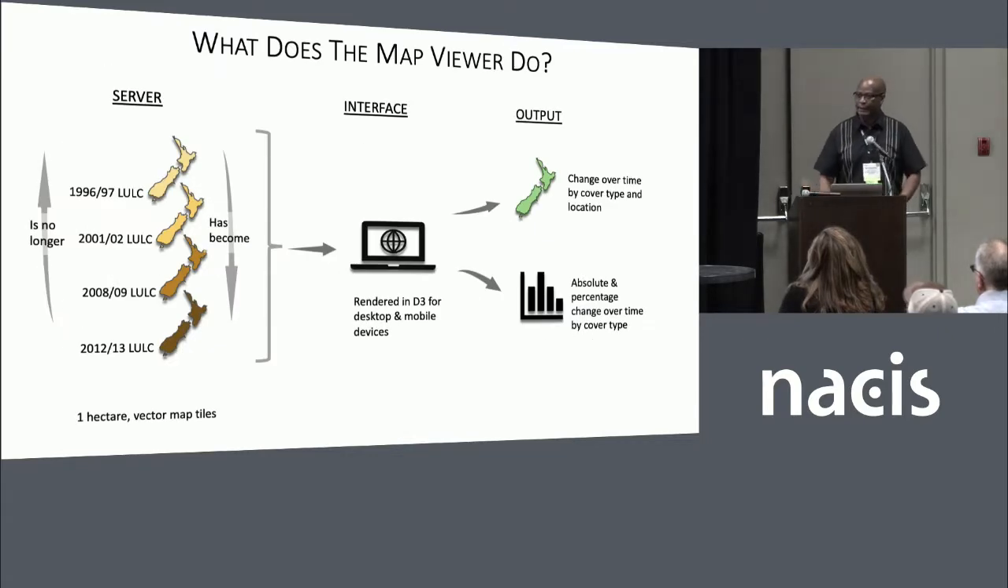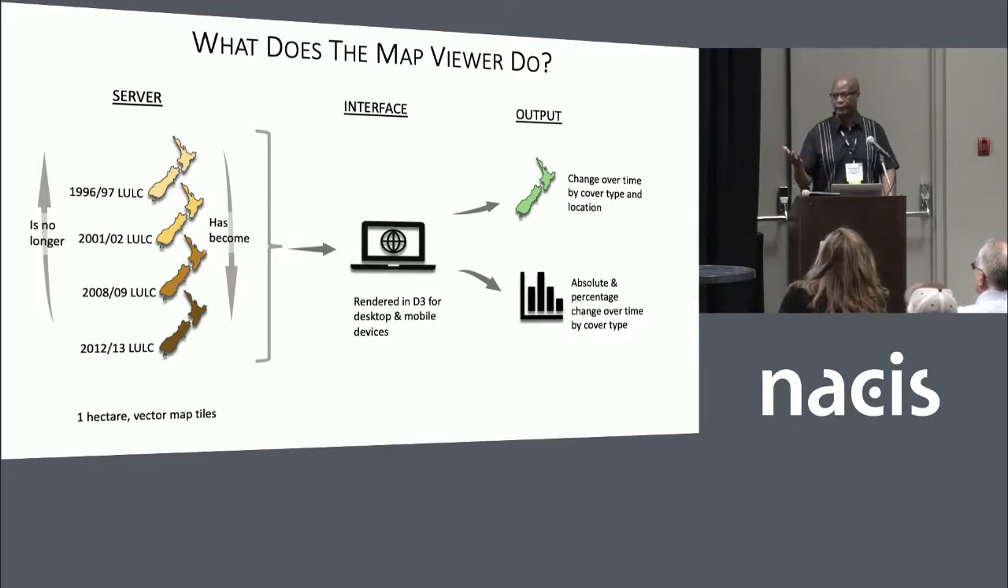Really what this web map viewer does is it has a server and land use at different epochs, and you can query that database through an application, either on a desktop or any other mobile device, and then it can generate for you maps that show that change that has occurred in terms of different types of land cover, and it can also give you some graphics in it. So it's intended for public use in general.